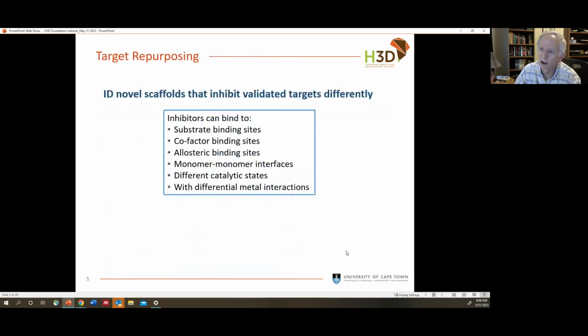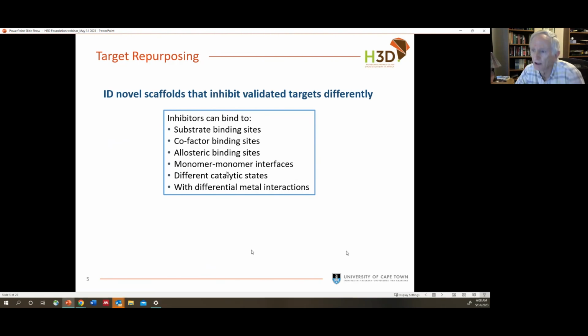So I'm going to talk about a hybrid of all this, and we'll call it target repurposing. You may have heard of drug repurposing, so I've put in this idea of target repurposing as identifying novel scaffolds that inhibit validated targets, and we want to inhibit these differently.